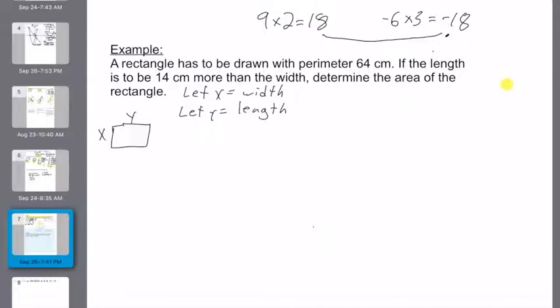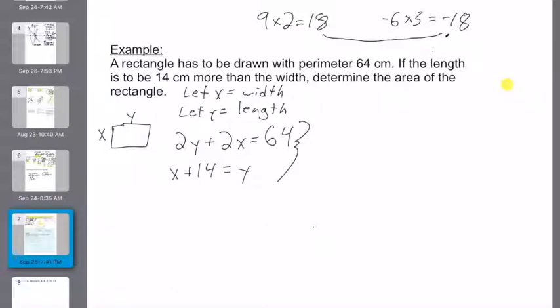So we want to get our system of equations going. A rectangle has to be drawn with a perimeter of 64. Well, what is perimeter? That's adding all our lengths and all our widths together, or same as going 2 times our lengths, so 2y, plus 2 times our widths, so 2x, and that should give us 64. We also know that the length is to be 14 centimeters more than the width, so that means our width plus 14 should give us our length. Okay, there's our system of equations.